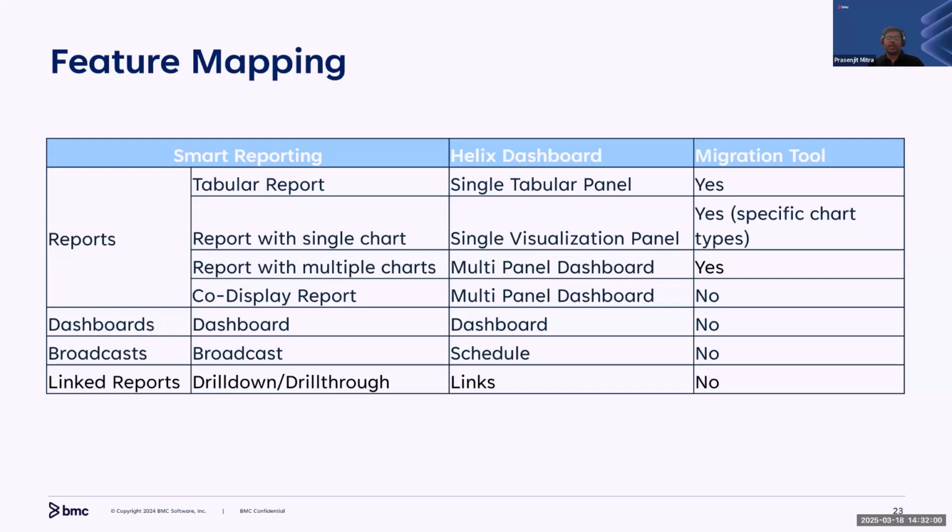Now, many of the object types that we have on the smart reporting side are all mapped to the same kind of concept on Helix dashboard. So as I mentioned, everything translates into a dashboard with multiple panels. And here, when using the migration tool, you also need to be aware that there are features which are currently supported by the migration tool. However, there are a few features which are not yet supported. So one example could be a visualization. Whenever there's a different visualization, we provide conditional support depending upon the type of visualization that you're using in your reports.